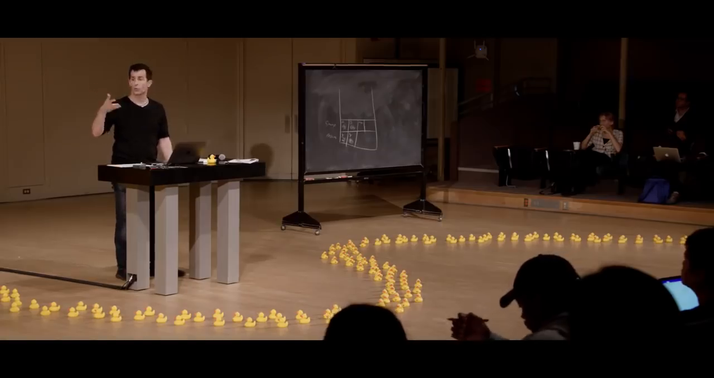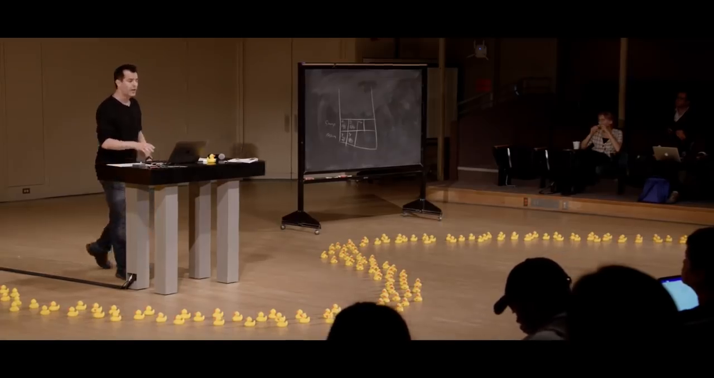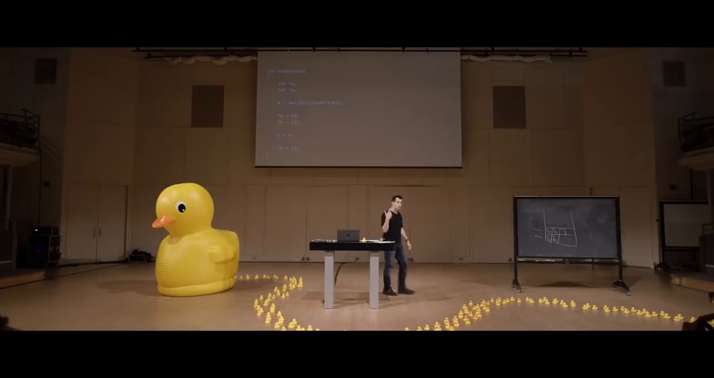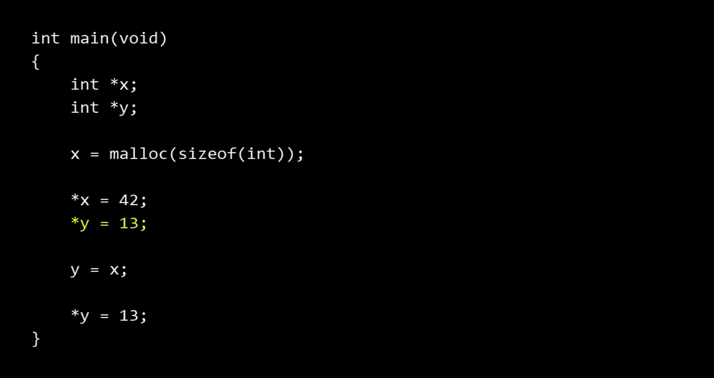Recall that this was the line in code in question that was unlucky and bad. Star y means go to the address in y and do something to it, set it equal to the number 13. But the problem was that in the code we looked at last week, all we did at the start was say, hey, computer, give me a pointer to an int and call it x. Do the same and call it y. Allocate space and point x at it. But we never did the same for y.